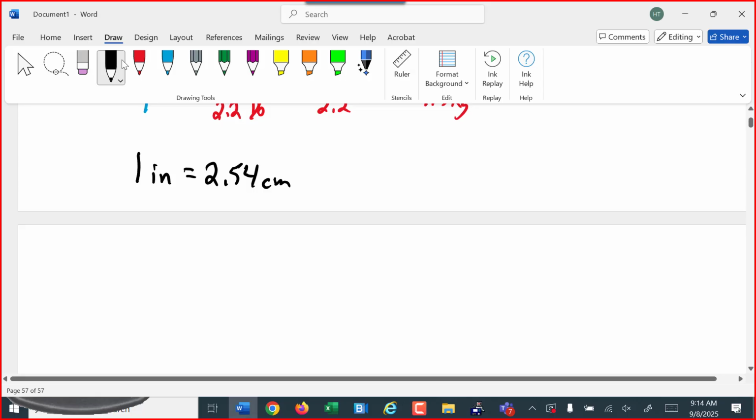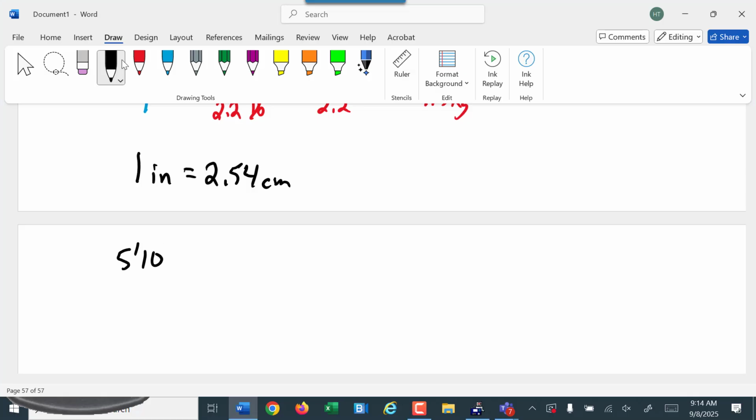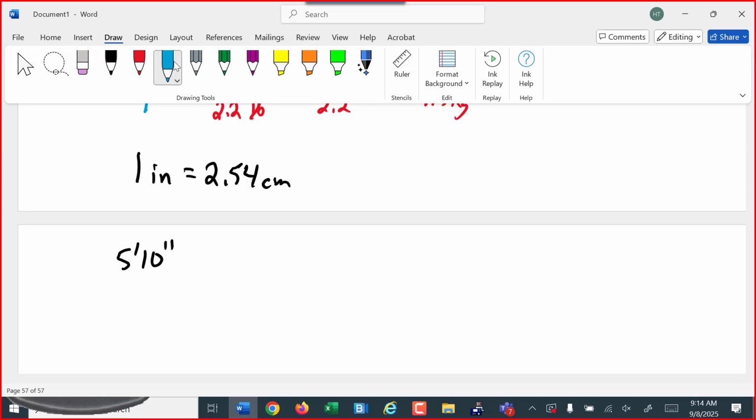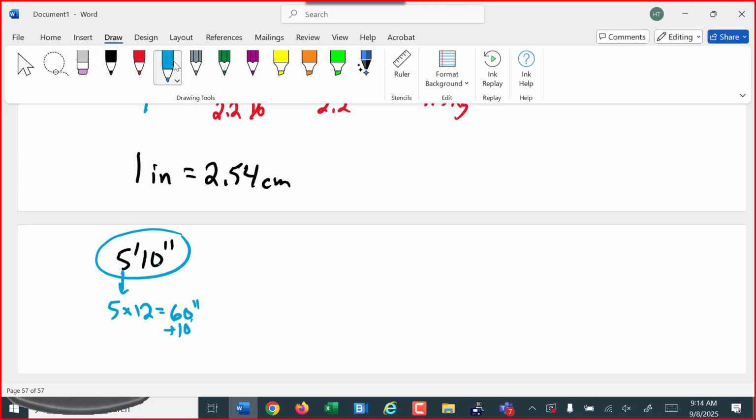So if we were looking at someone who comes in who says they are 5'10", well, first thing we would have to do is be able to put this all completely into inches. And so we separate out, you treat it almost like a fraction, a mixed number going into an improper fraction. We take the 5 times 12 to make it into inches. That's 60 inches. Plus the 10 inches gives us 70 inches of total height.